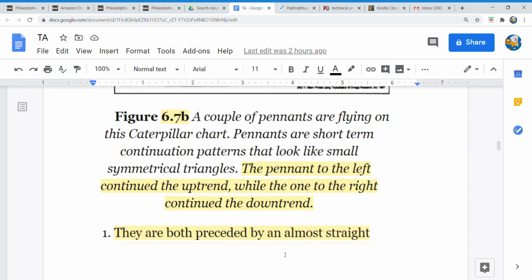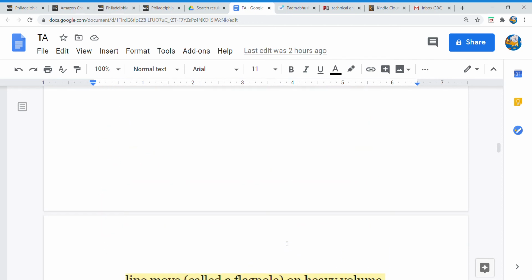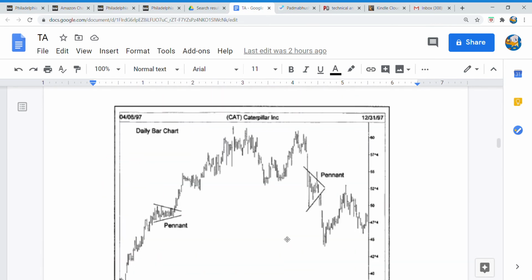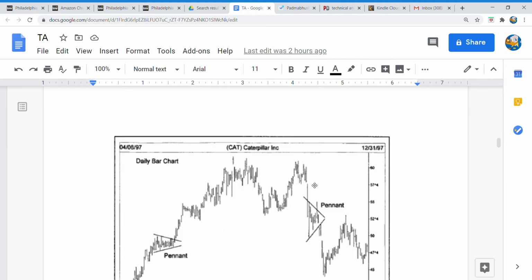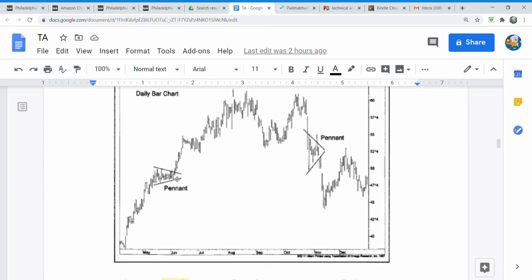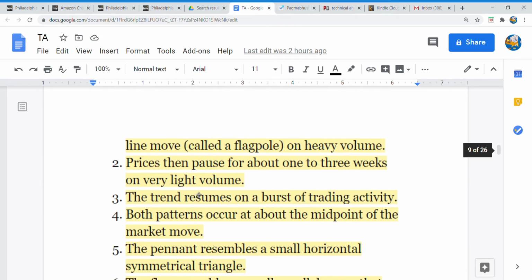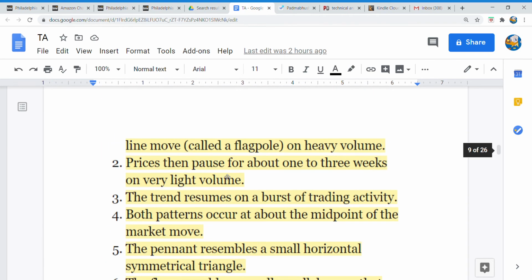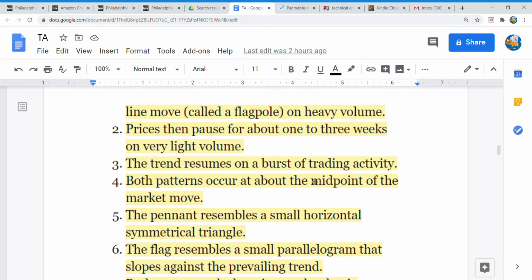These were preceded by an almost straight line move called a flagpole. So this was a flagpole, and here also this was a flagpole, a straight line move. Then prices continued for 1 week to 3 weeks on lighter volume. So volume was lighter during this formation, and after the breakout, the trend resumes on a burst of trading activity. Both patterns occur at the midpoint of a market move.